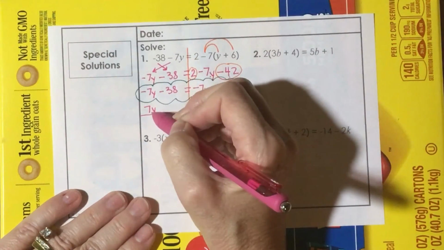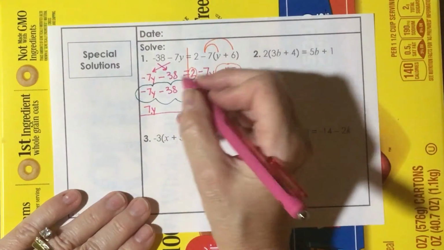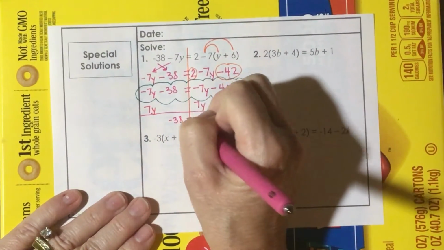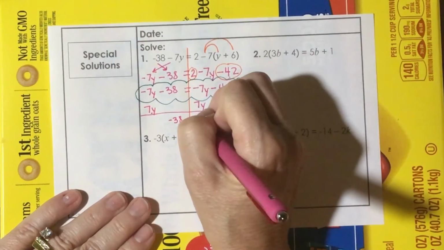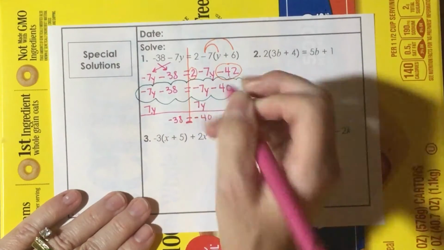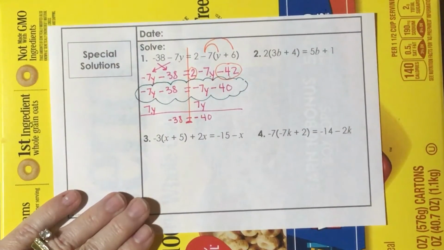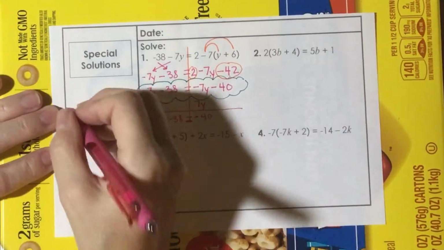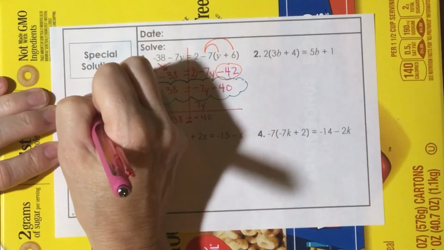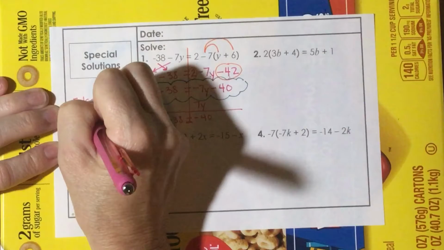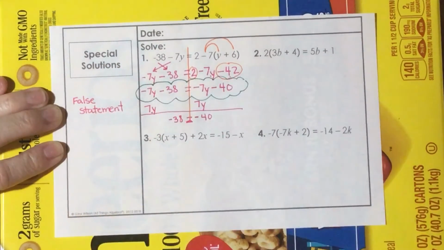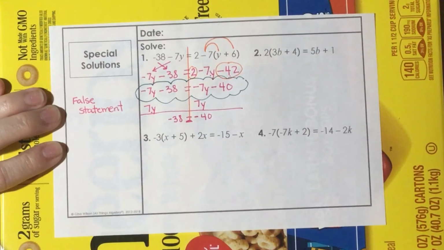And that means this will be 0. We don't have any y's left, which will only leave us a -38. And on this side, they also cancel out, leaving us a -40. So it says -38 equals -40. This is what we call, and you can take notes over here, this is what we call a false statement. Right? It can't work. It's not true.